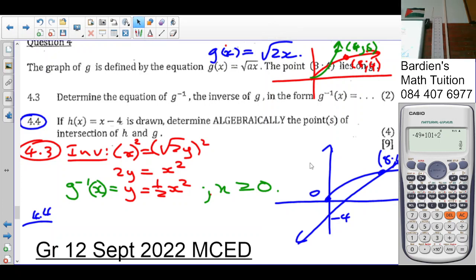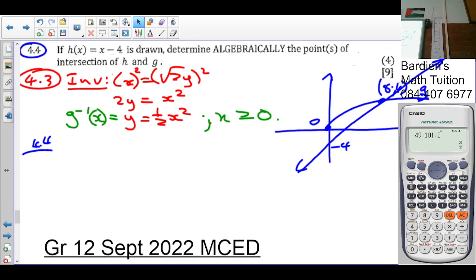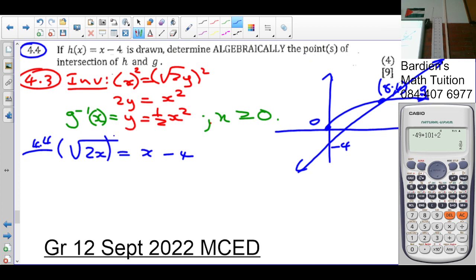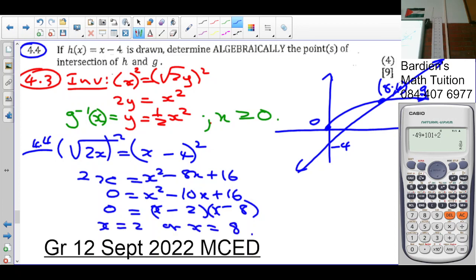Okay. So how do I determine that algebraically? I set the two graphs equal to each other, not so. So the one equation was the square root of 2x is equal to x minus 4. So what do I do now? Square both sides. So I got 2x is equal to x squared minus 8x plus 16. So 0 is equal to x squared minus 10x plus 16. So that's a trinomial for us. Not so? X and x, 8 and 2, both minus. So x is equal to 2 or x is equal to 8.